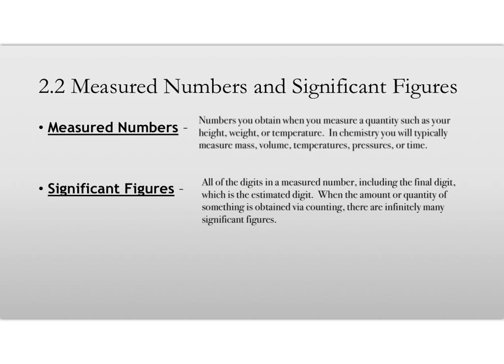Okay, now we're in section 2.2, measured numbers and significant figures. Measured numbers are numbers you obtain when you measure a quantity, such as your height, weight, or temperature. In chemistry, you will typically measure the mass of an object in grams or kilograms, the volume of an object, usually in milliliters, in chemistry at least.